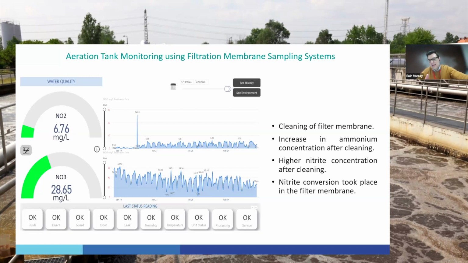So again, it highlights the potential for filter membrane systems to act as biofilters. It was an interesting observation. The customer raised it with us a couple of weeks ago, and we thought it would be interesting to highlight here. But at a minimum, it shows the importance of cleaning filter membrane systems quite frequently.